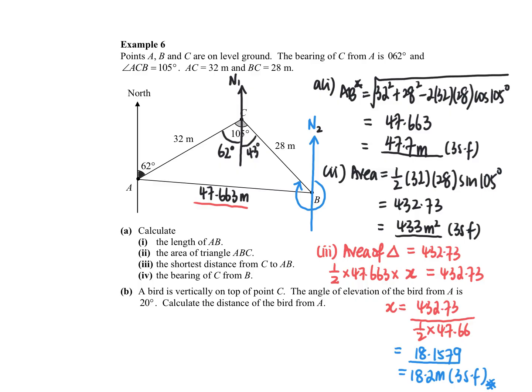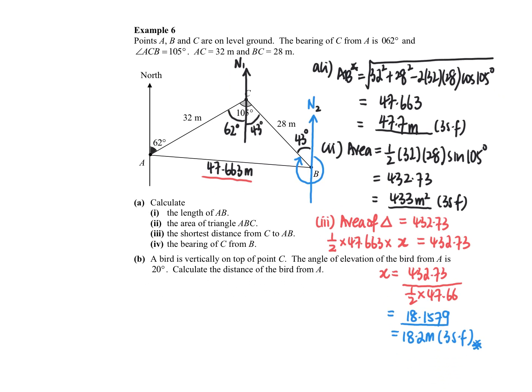Okay, and then I will know that this angle here, I don't have. This is 43. So can you find the bearing? I have 360 minus 43. So the bearing of C from B is just 360 minus the 43, which is 317. Okay, so you can split it this way.